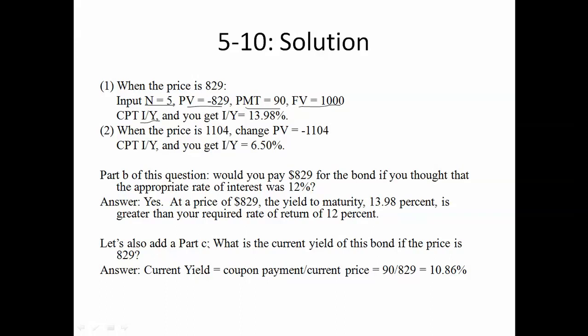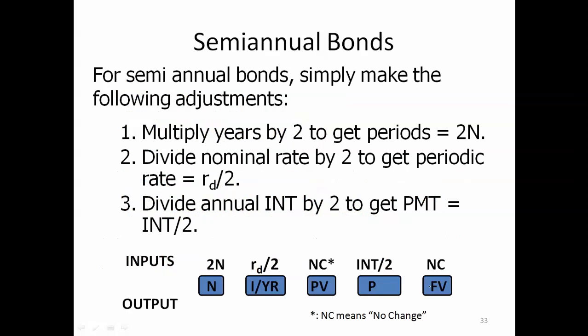Let's also add a part C, which is not in your book. What is the current yield of the bond if the price is $8.29? We can calculate the current yield as a coupon payment amount divided by the current price, so that's 90 divided by $8.29, so that's 10.86%. So again, current yield measures the return from coupon payment, but this is not a comprehensive measure of the annual return from the bond investment because it does not account for the potential increase or decrease in the bond price.